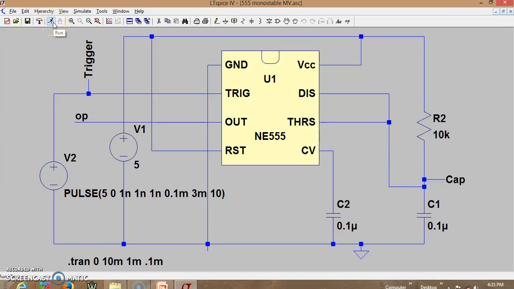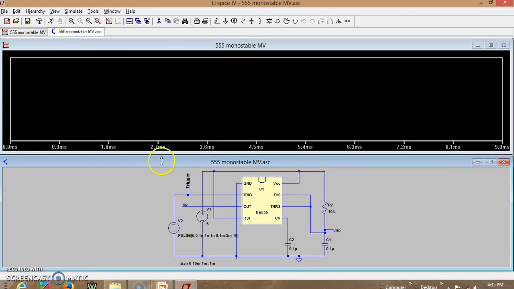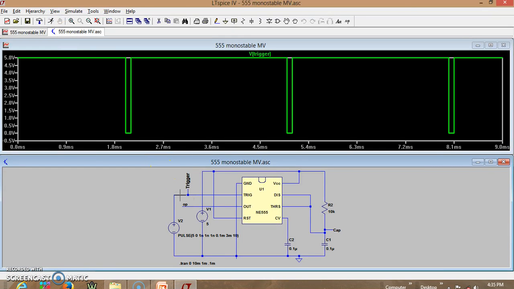Let us run this simulation and see. This is the trigger signal. You can see it is initially high and it goes low for 0.1 millisecond, and it again goes high. This repetition happens every 3 millisecond. That's what is specified here, and we know that since the trigger signal is going below VTL, which here is 1/3 of VCC, and VCC is 5 volt, so 1/3 of 5 will be 1.66 volts. Since the trigger signal is going below 1.66, this is a valid trigger signal, and it remains 0 for only 0.1 millisecond. Actually, the expected pulse width is 1.1 millisecond.